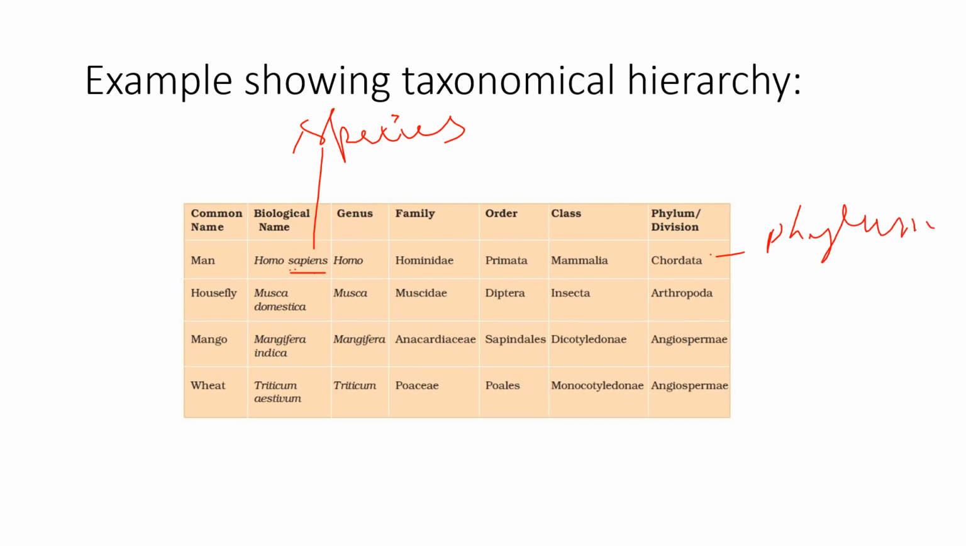Similarly, in a housefly, Domestica is the species name, Musca is the genus name, family name Muscidae, order is Diptera, class Insecta, phylum is Arthropoda.